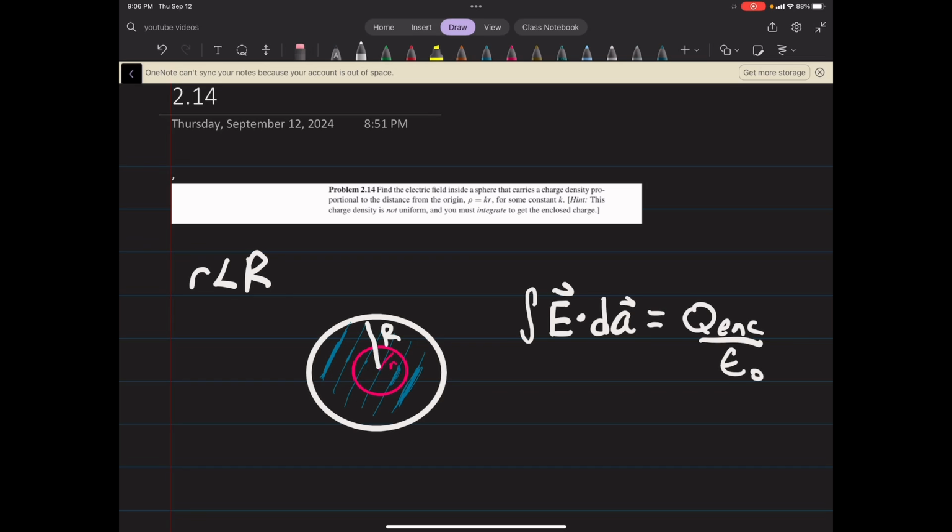Okay guys, so this is problem 2.14 out of Griffiths' Introduction to Electrodynamics.